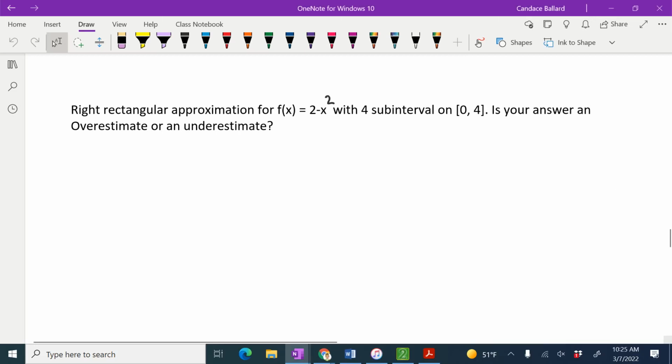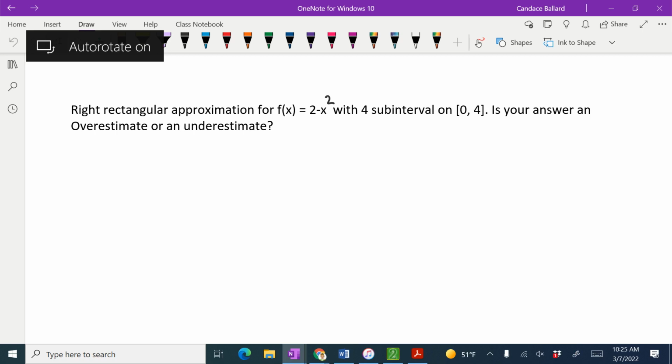All right, so we're going to start with a right rectangular approximation. I gave you the function f of x equals 2 minus x squared. We want 4 subintervals on the interval, or the domain, 0 to 4. And then we have to ask if our answer is an overestimate or an underestimate. My high recommendation, and it's very highly likely I give you the function already in table form.